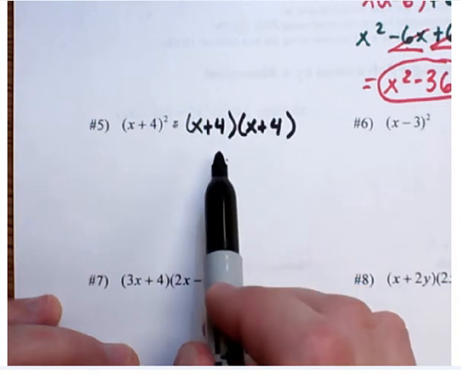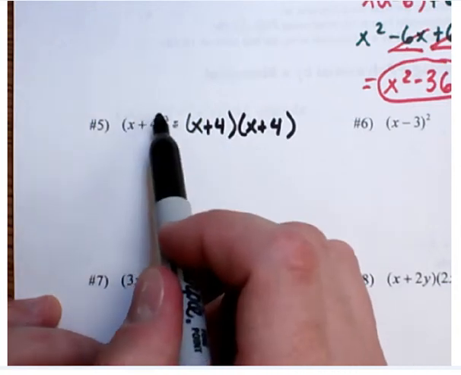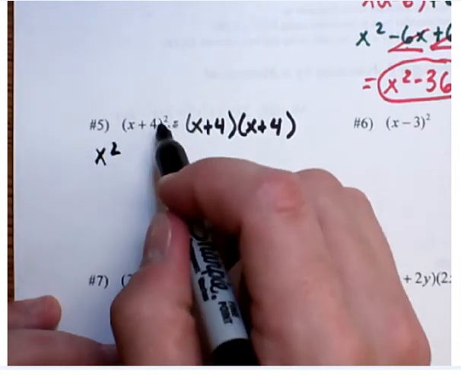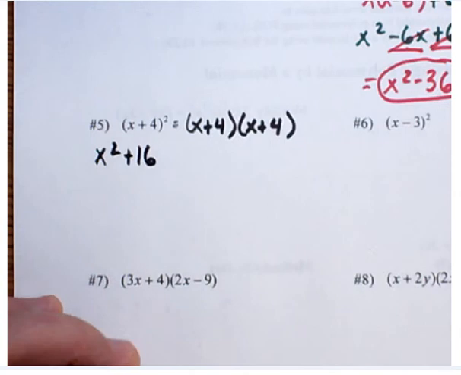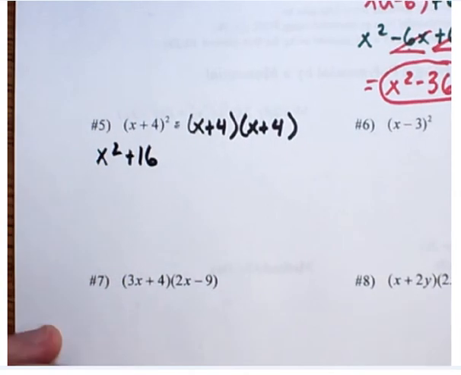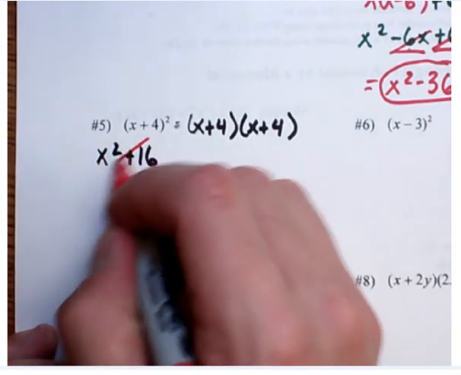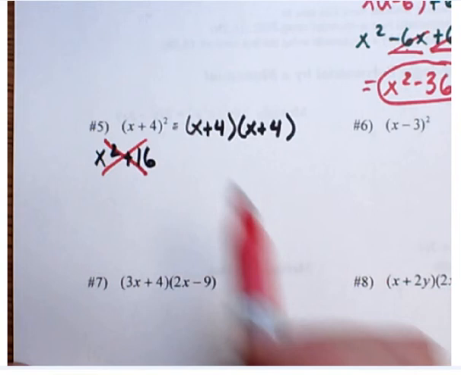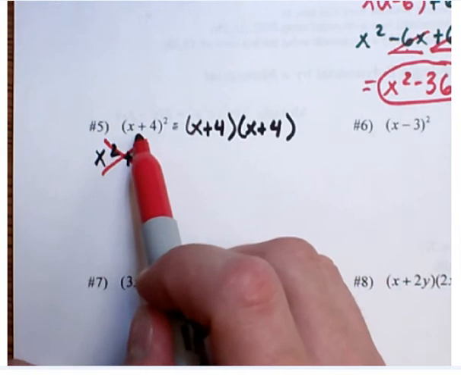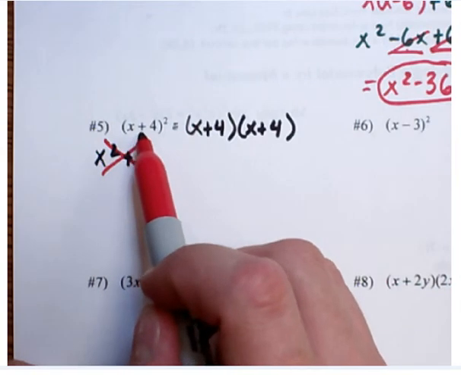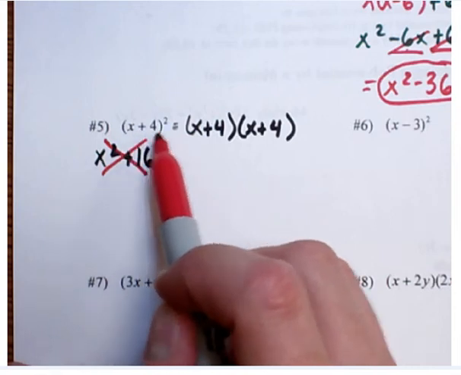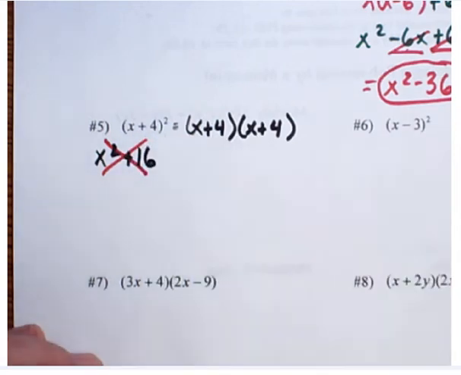The most common mistake that people make is they square the x and they say that's x squared. And they square the 4 and that's 16. And they say that's the answer. And it drives me crazy because that is wrong. You are missing part of the problem. This is not the same as what we did a few days ago because you have a plus sign that separates these terms. You have to think of this as x plus 4 times x plus 4.